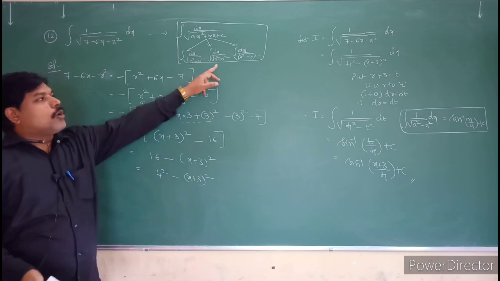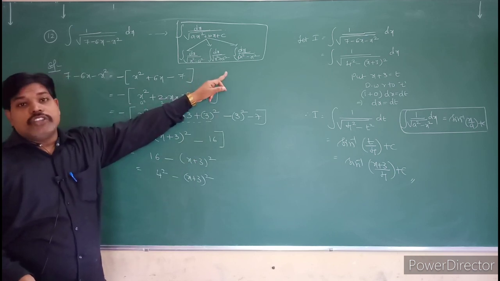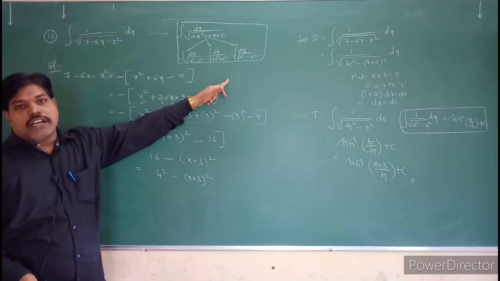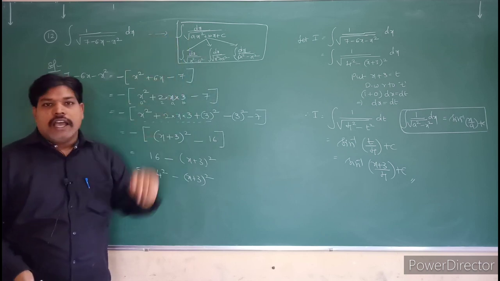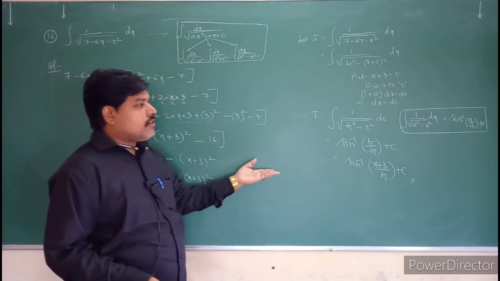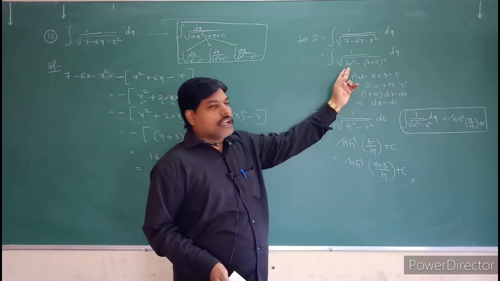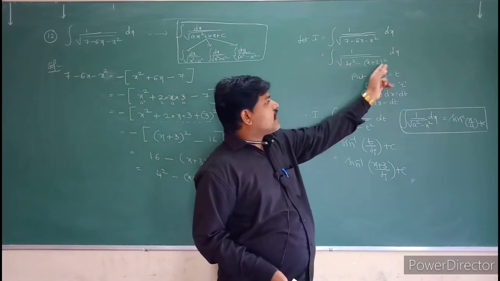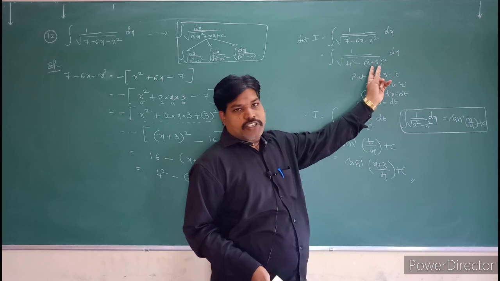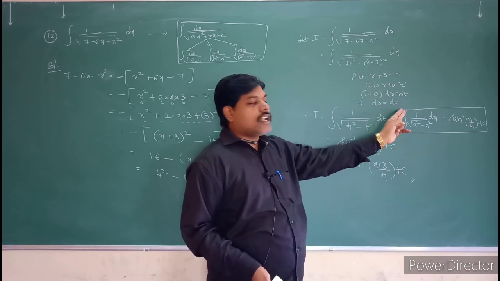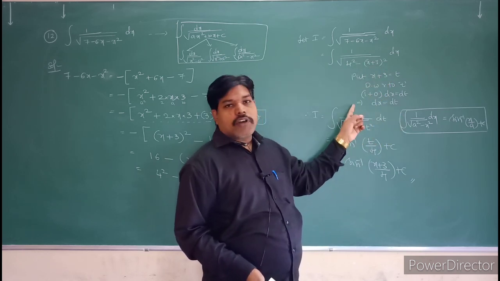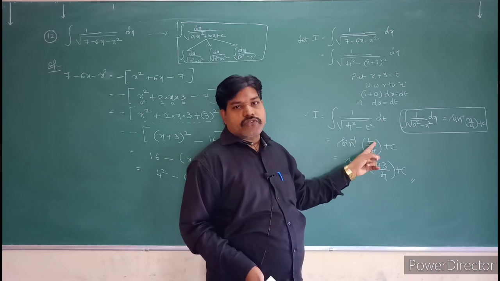So automatically the problem will be converted into any one of these models. Then you can apply the integration. So integral of root of 4 square minus x plus 3 whole square into dx. Take x plus 3 is equal to t, so dx will become dt. So integral of 1 by root of 4 square minus t square into dt.